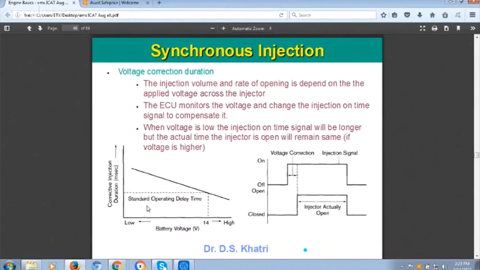It is the same thing, voltage correction. Why? The injection volume and the rate of opening depend on the applied voltage across the injector. If the voltage is low, the opening may change, right? This is what we are calling voltage correction, and hence this voltage correction factor is implemented. This is the fundamental behind that.